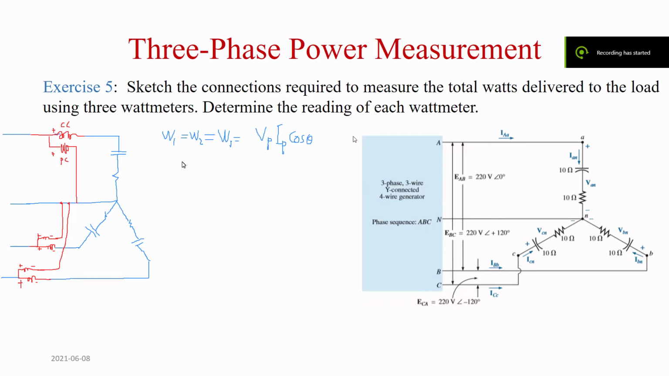So I need to find V phase, I need to find the I phase, and I need to find the angle. Those are the three values I need. So now the impedance per phase, this is the Z impedance.